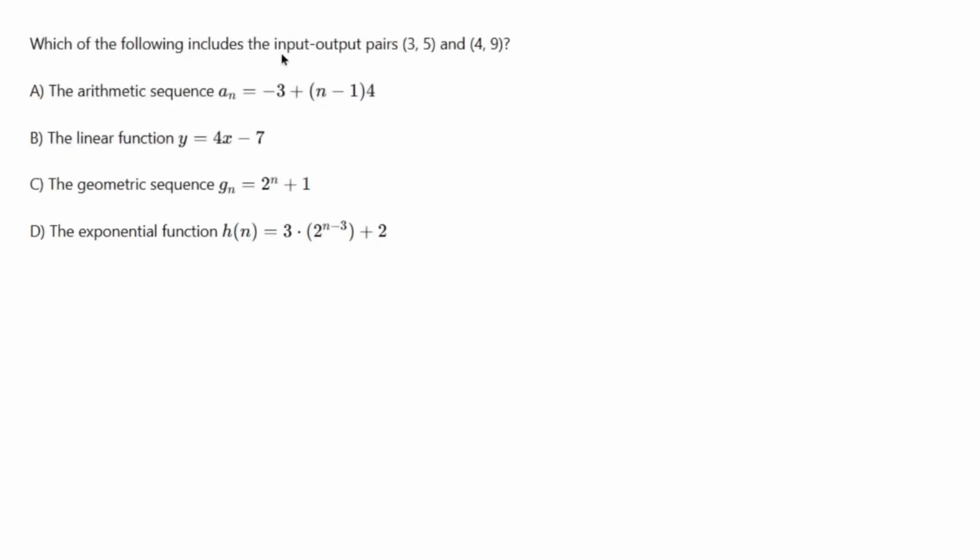Which of the following includes the input-output pairs (3, 5) and (4, 9)? So eeny, meeny, miny, mo, let's test out C just for funsies.